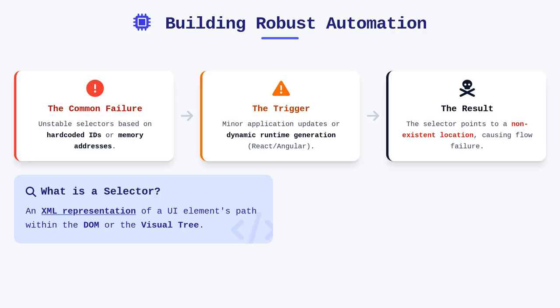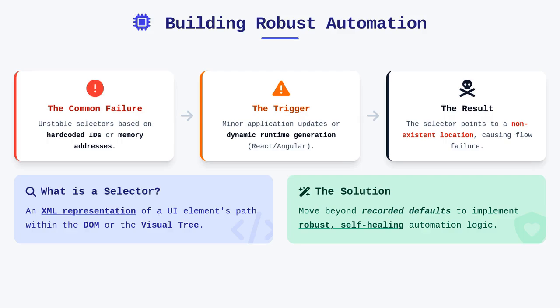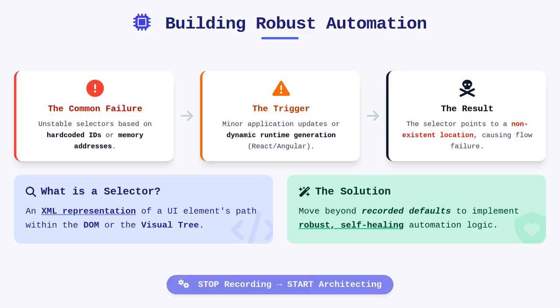A selector is, at its core, an XML representation of a UI element's path in the document object model, or the visual tree. If a specific attribute, such as an ID, is generated dynamically by the application runtime, which is common in complex web frameworks like React or Angular, the default selector created by the recorder will soon point to a non-existent location. We must move beyond the recorded default state to create robust, self-healing automation logic.